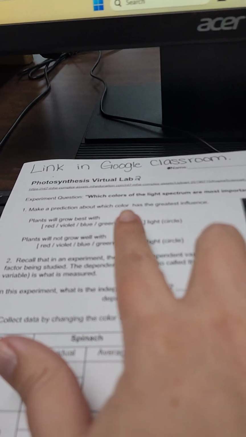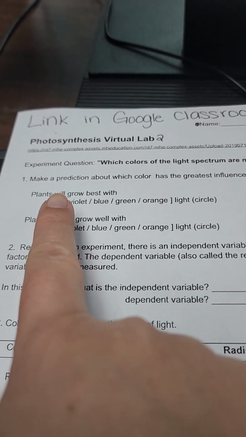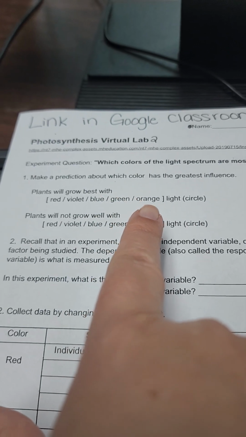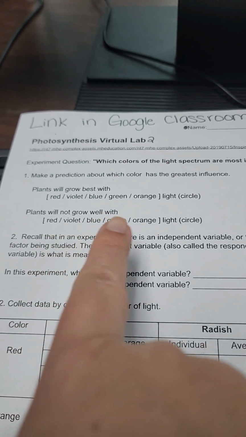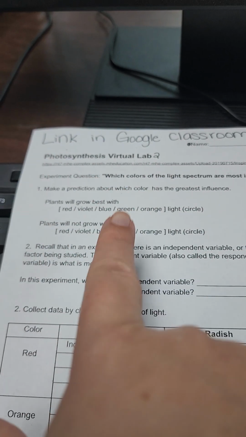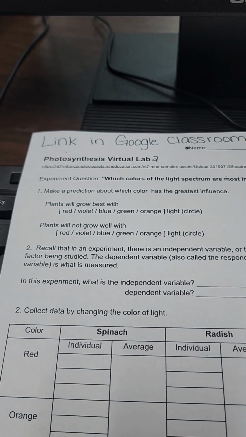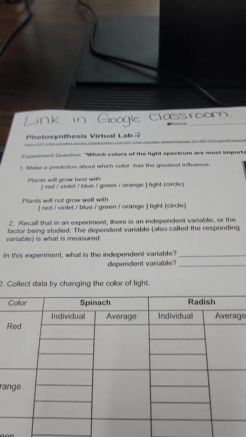So down here, what I'm going to do is I'm going to guess on number 1, which color of light I think plants are going to grow best with, and then which one they're not going to grow best with. And I'm just going to circle what I think. No right or wrong answer here. This is a hypothesis, so we're just going to circle what we think.